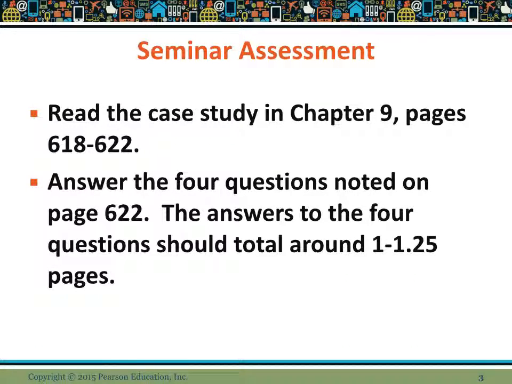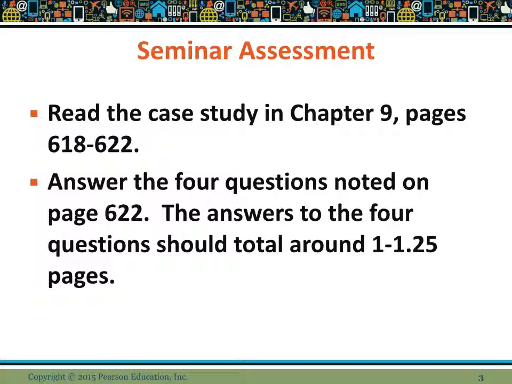In keeping with our regular format, the first thing we'll do is talk about what the first half of the seminar assessment will be for this learning plan. This will be half of the overall seminar assessment assignment, and it is simply read the case study in your text in Chapter 9, pages 618 to 622, and answer the 4 questions noted on page 622 at the end of the case study.